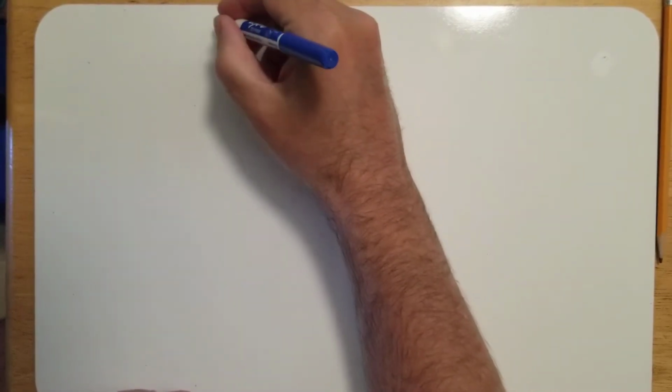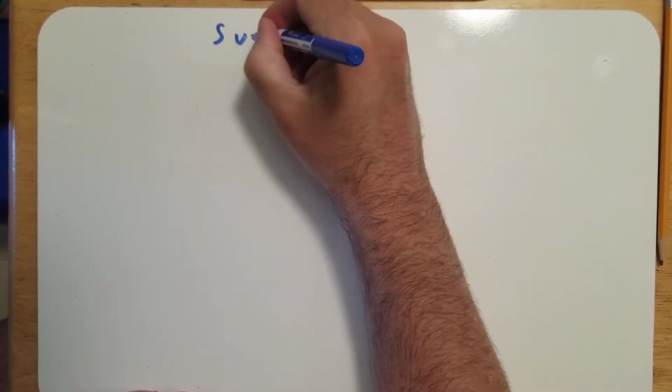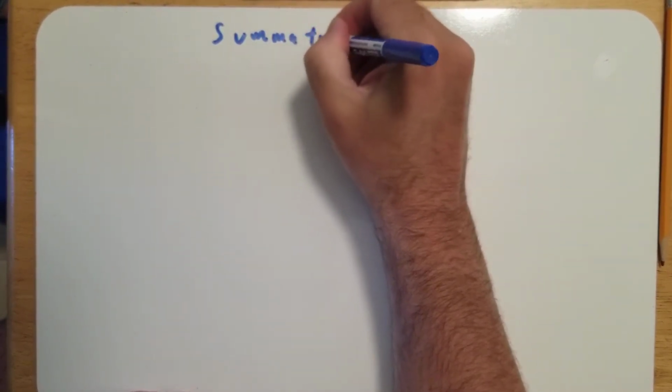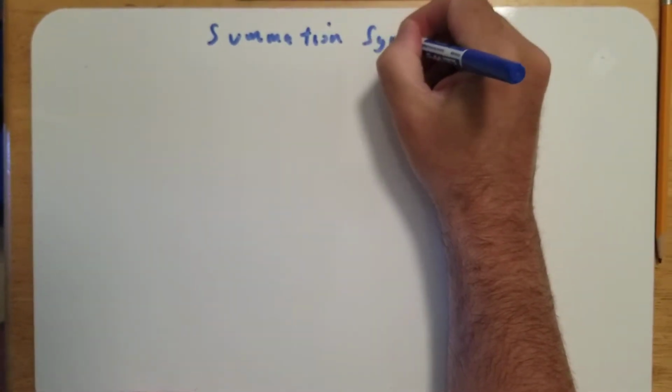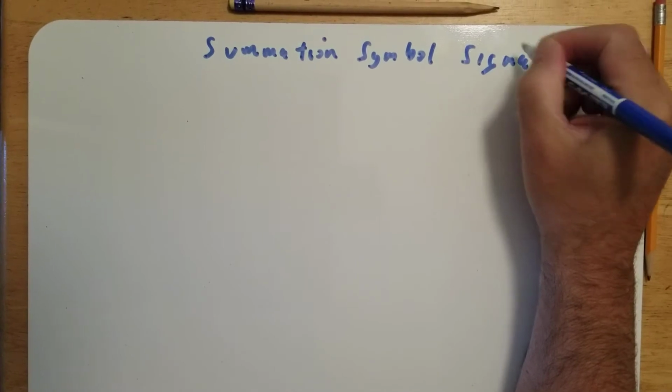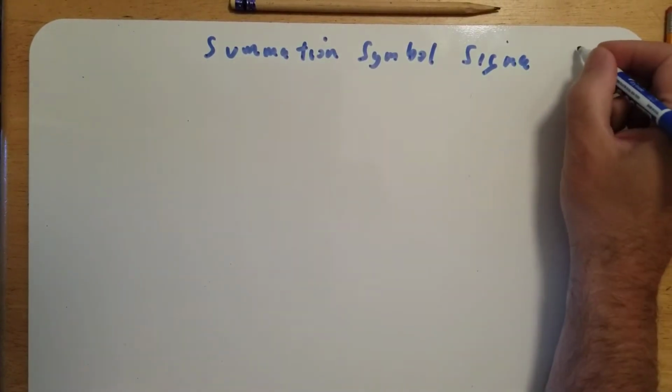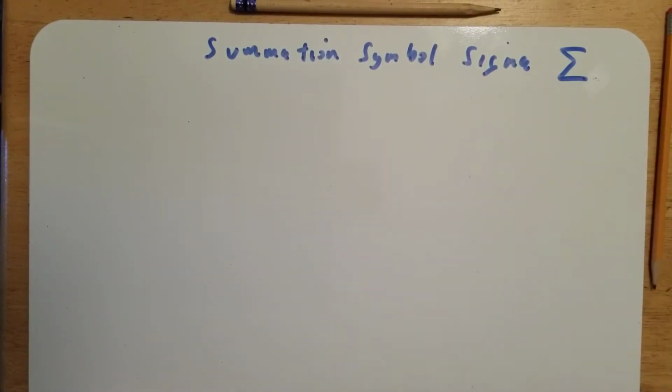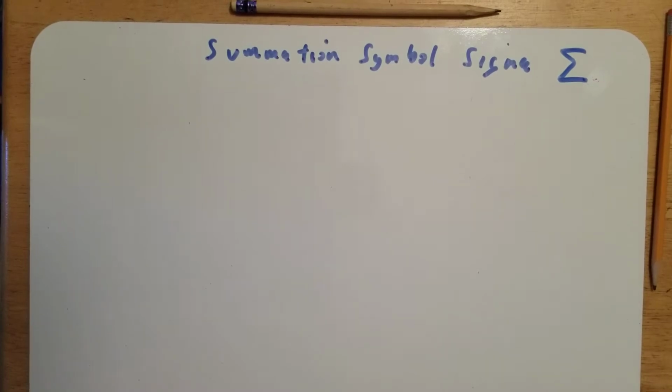I wanted to do a few examples of using the summation symbol, a sigma, which is a Greek letter that looks like that. These examples are similar to the homework.